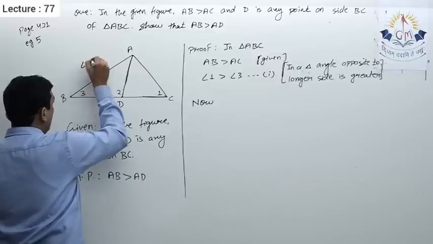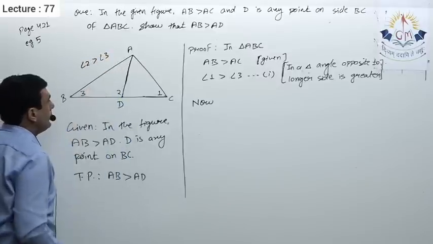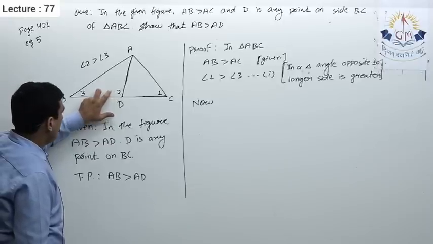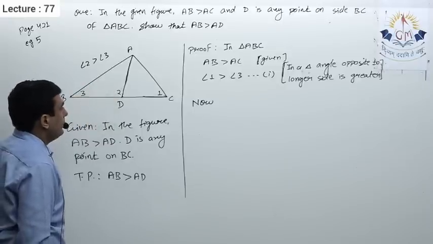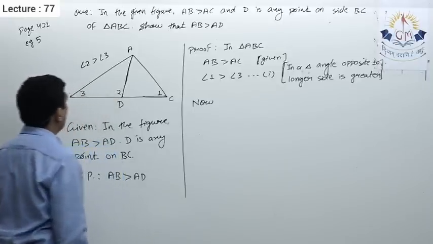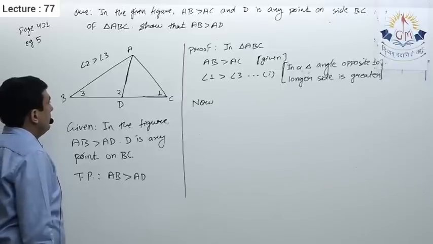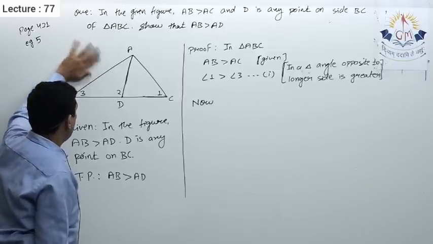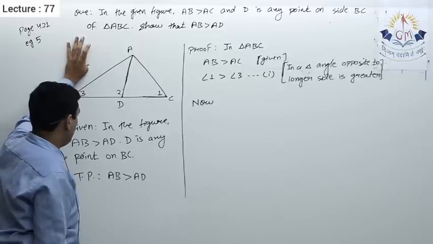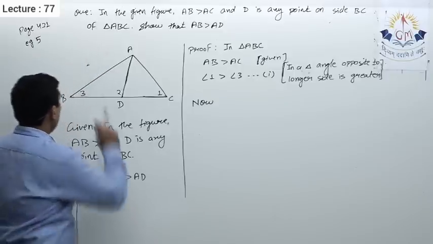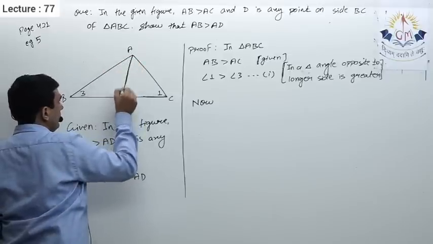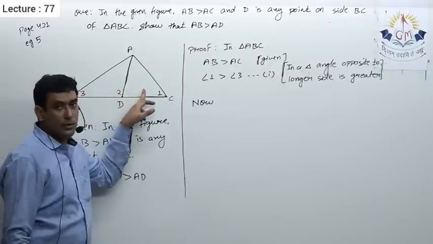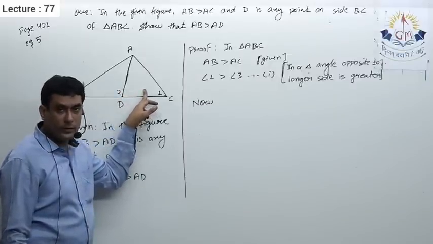That means anyhow we have to try to prove 2 is greater than 3, because AB will be greater than AD only if angle 2 is greater than angle 3. So here angle 1 is greater than angle 3. Now we have to try to prove angle 2 is greater than angle 3. See, for this triangle ADC, 2 is an exterior angle, and we know an exterior angle is always greater than each of its interior angles.